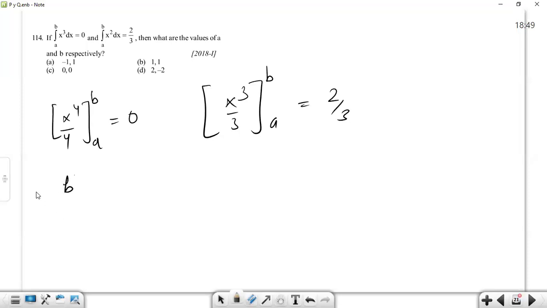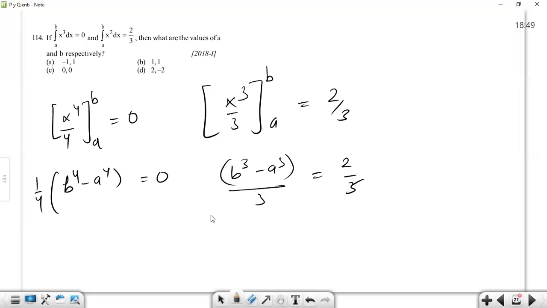So taking 1 by 4 as common, b^4 minus a^4 is 0. And here (b cube minus a cube) divided by 3 is given as 2 by 3. 3 cancels 3, here 4 cancels, and b raised to 4 becomes a raised to 4, and b cube minus a cube becomes 2. So if we just simplify it, we can write it as a is equal to plus minus of b.